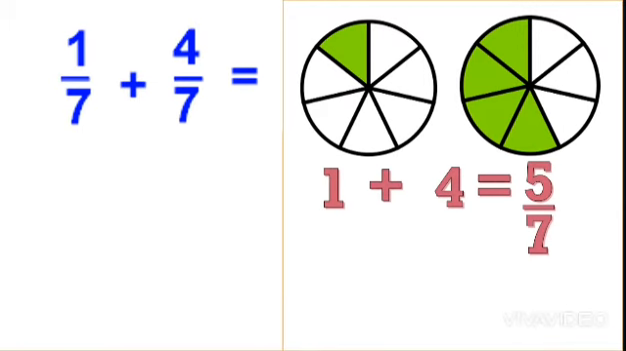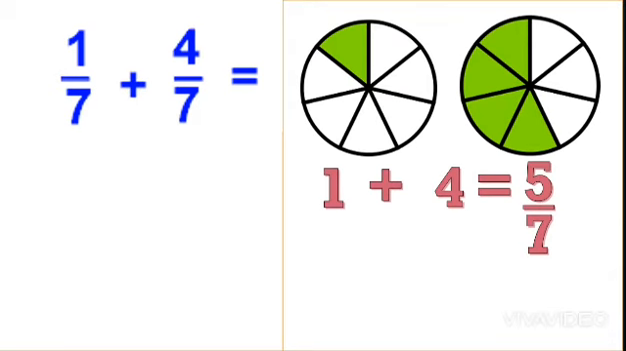So that's how I would work using the diagrams. I'll add the parts that were taken out, and I'll write my numerator over the denominator there. So I write the number of parts that are colored over the total amount that the shape was divided into.